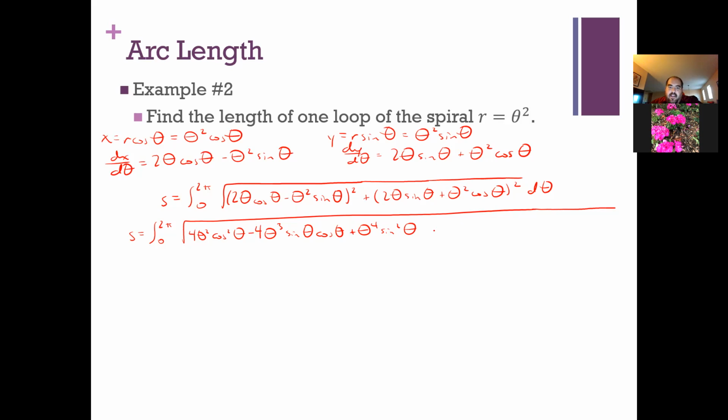All right, for the second bracket, I get plus 4 theta squared sine squared theta plus 4 theta cubed sine theta cosine theta plus theta to the 4th cosine squared theta d theta.